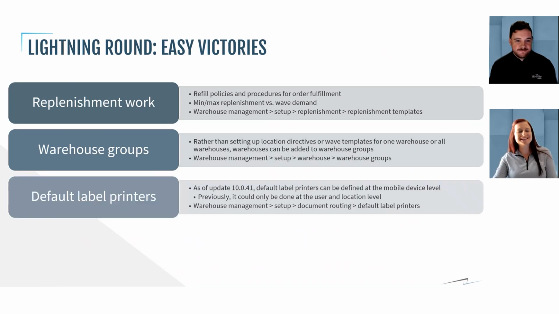Thanks, Chris. Our next easy victory is going to be default label printers. So often you have a mobile device that maybe sits in a particular area in the warehouse. Previously, you could only define a default label printer at the user or location level. As of update 10.0.41, you can now do that at the mobile device level. So now someone who works in the receiving department with their receiving mobile device can print right to the receiving label printer rather than having to walk all around the warehouse or try to change their printer on the fly.